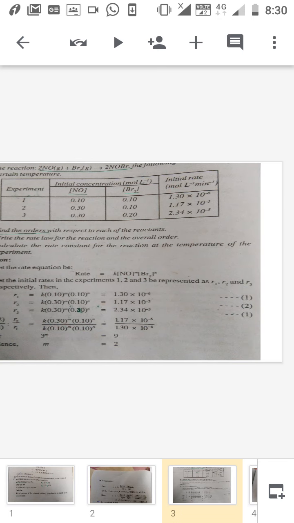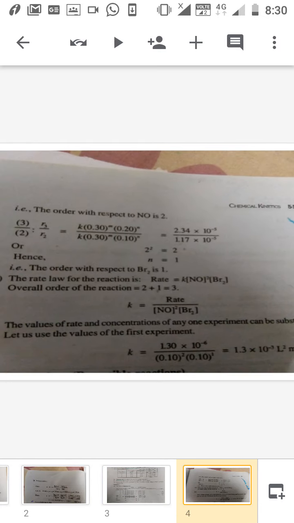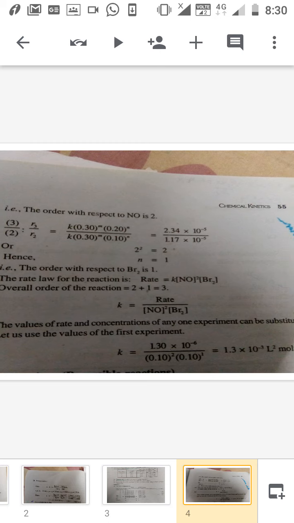Similarly, in the second case, compare experiments 2 and 3. The concentration of NO is constant, but the concentration of Br2 is varied. So similarly, we can write R3 divided by R2 is equal to K into concentration of 0.30 to the power m into concentration of 0.20 to the power n divided by K into 0.30 to the power m into 0.10 to the power n. So we can cancel the 0.30. So we will get 0.20 divided by 0.10 whole raised to the power n, that's equal to 2. So 2 raised to n is equal to 2. So n is equal to 1.